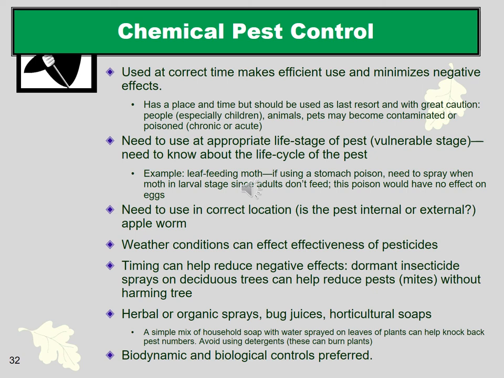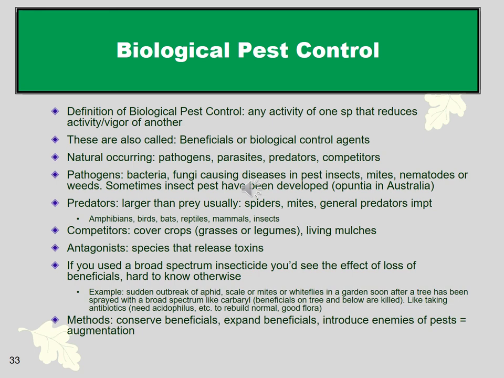The definition of a biological pest control is any activity of one species that reduces the activity or vigor of another. So you're bringing in a species that you know is a predator of your pest species, or that interrupts the life cycle of the pest species. They're sometimes called beneficials or bennies.